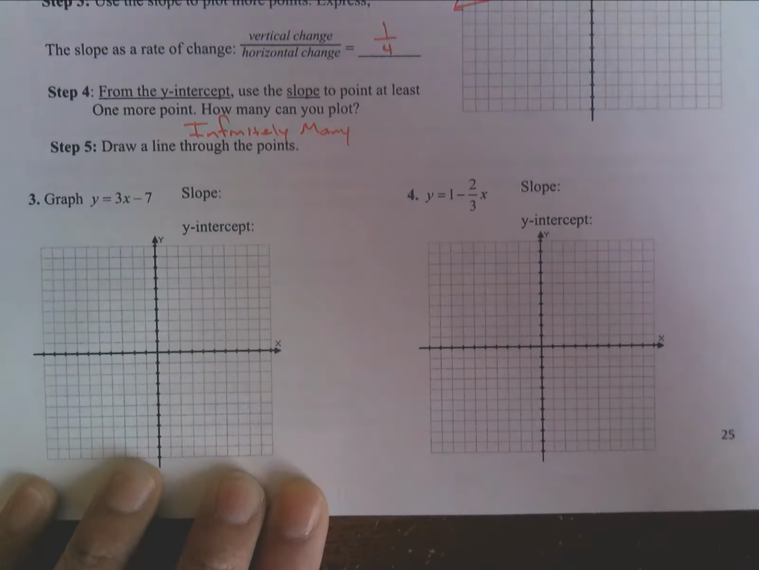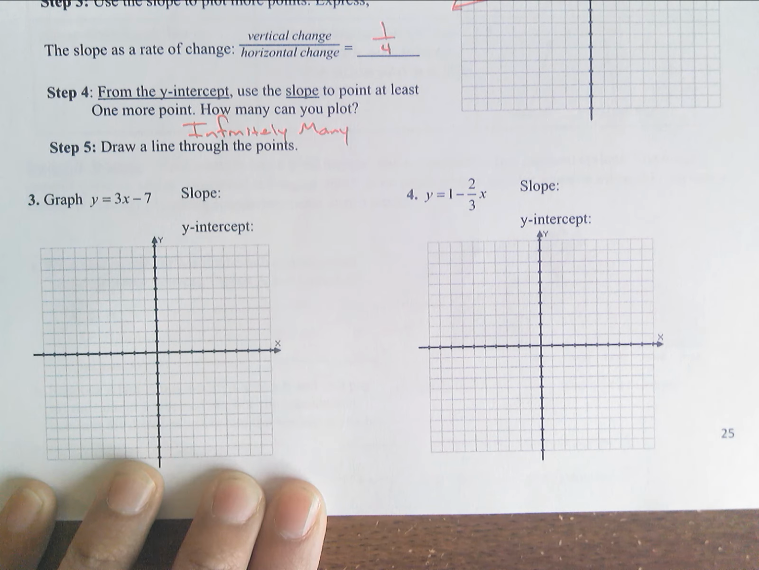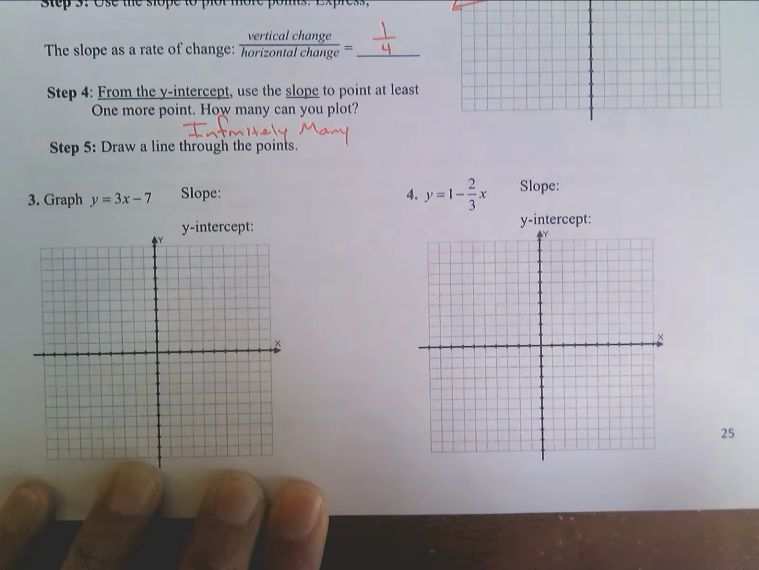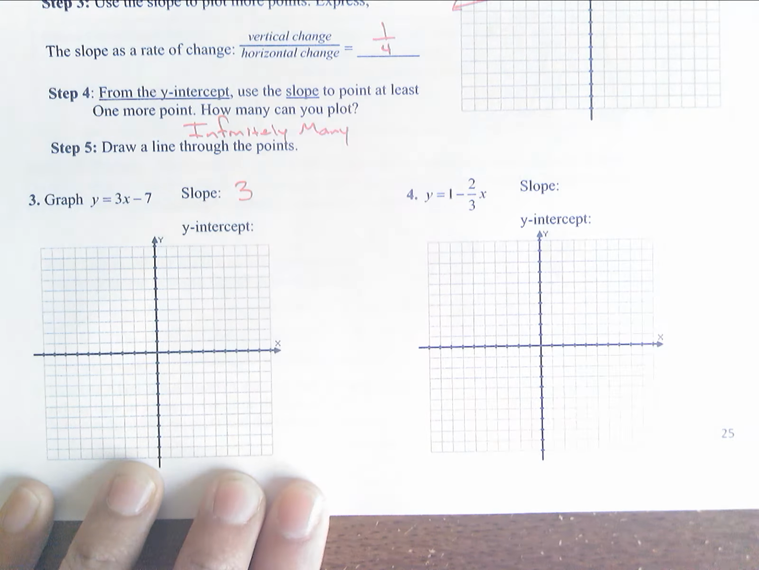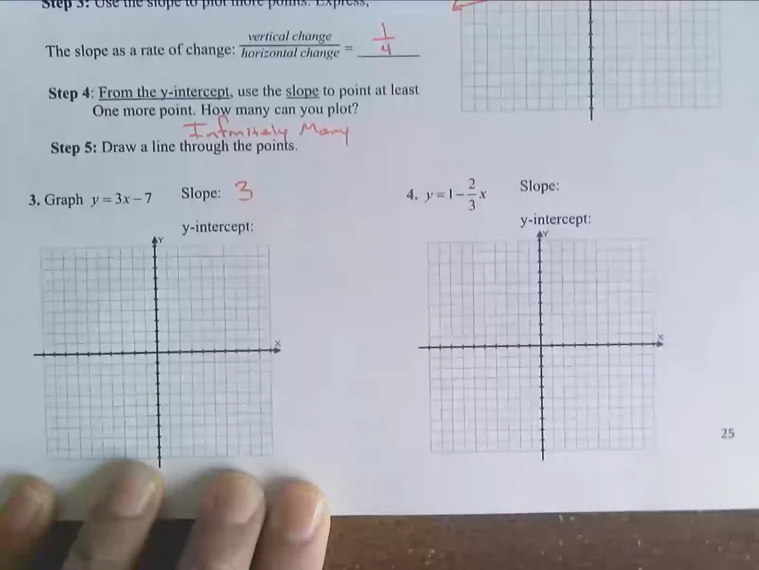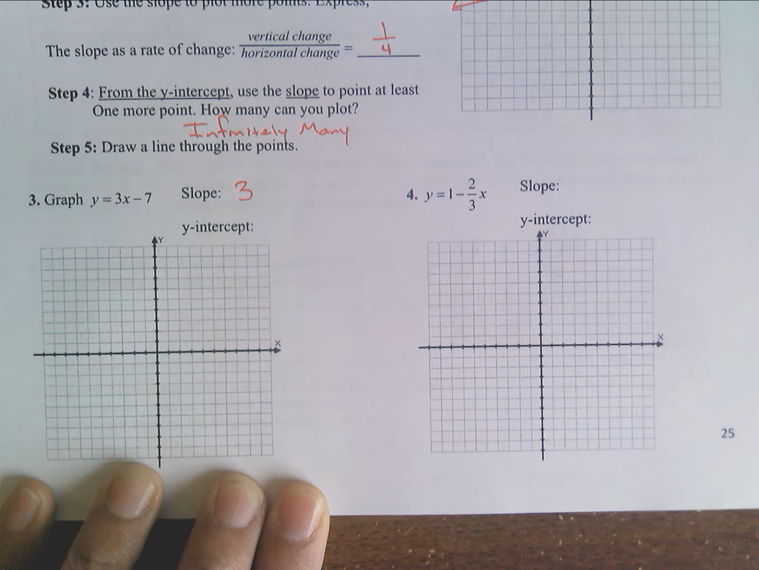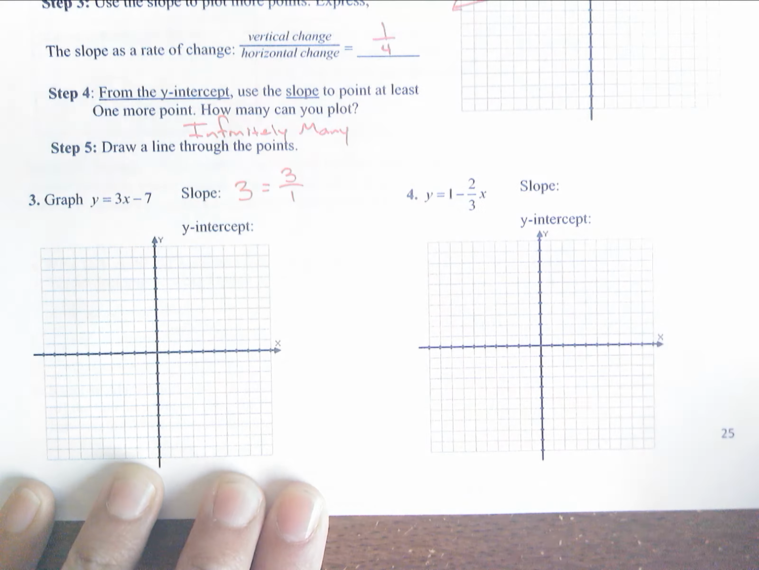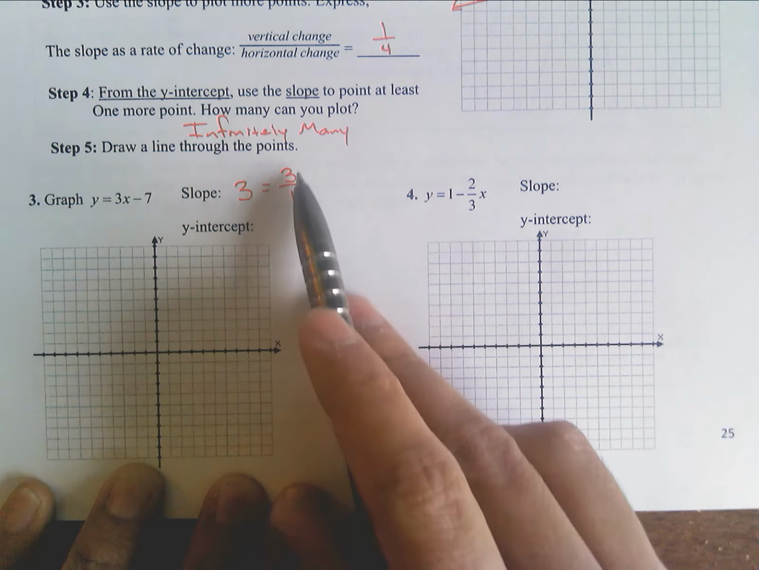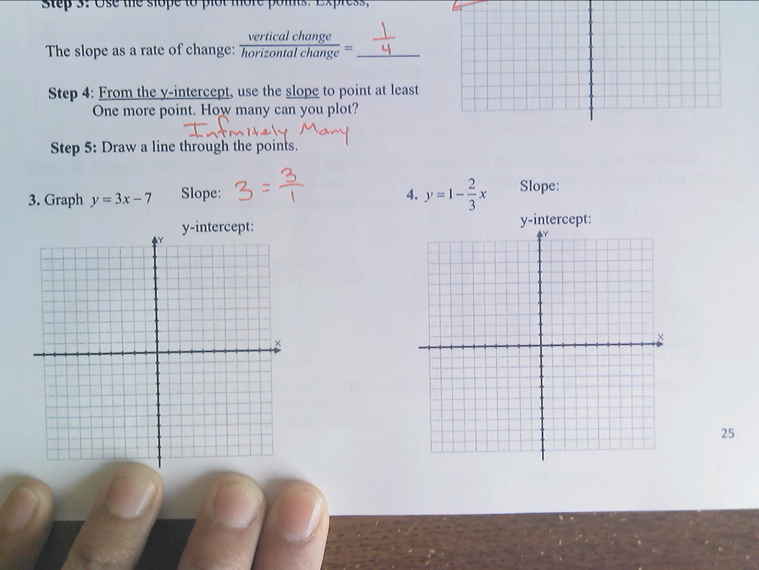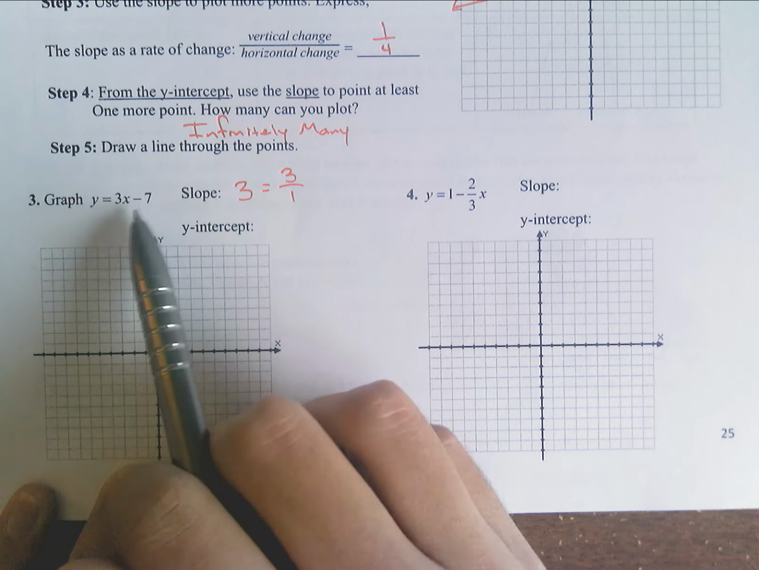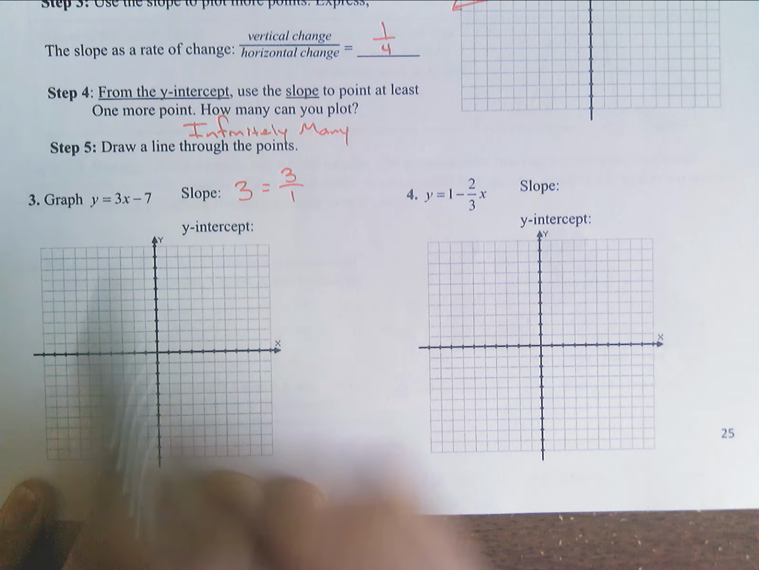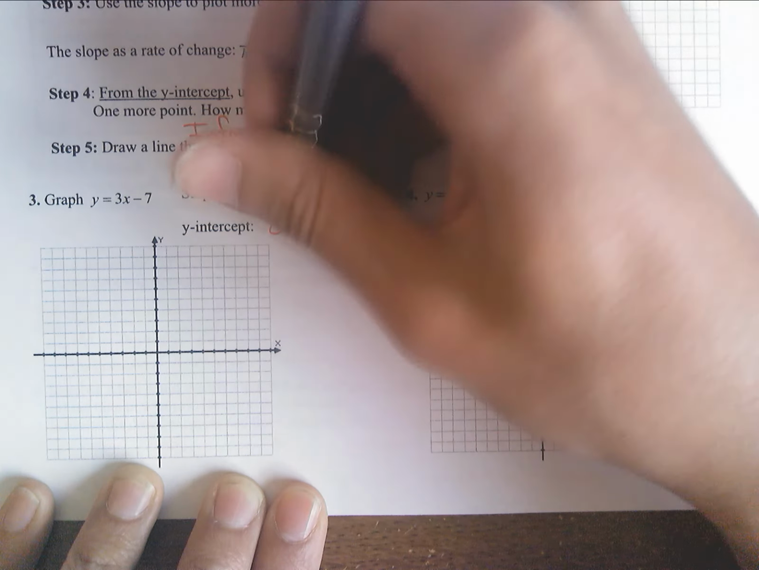Let's try a couple more. So number 3, we have y equals 3x minus 7. Well, the slope is the number in front of x, so we have 3. I always like to represent my slope as a fraction, just so that I can see the horizontal change and the vertical change. So 3 as a fraction, we can always put it over 1. So we have 3 over 1. So this is going to tell me up 3 and right 1. Okay. Our y-intercept, we have minus 7. That's that number tacked on at the end. Our y-intercept is 0, negative 7.